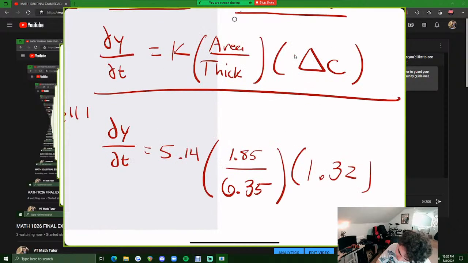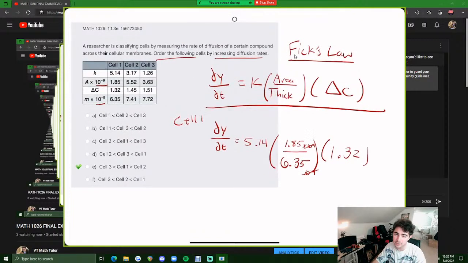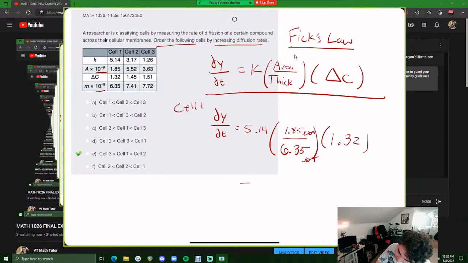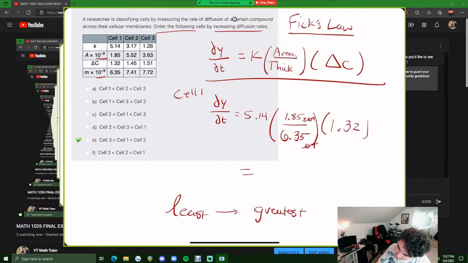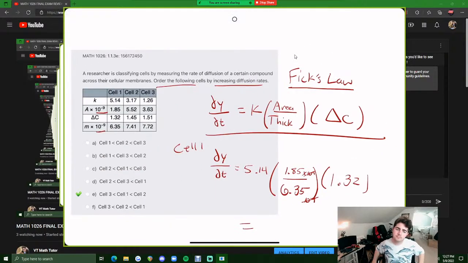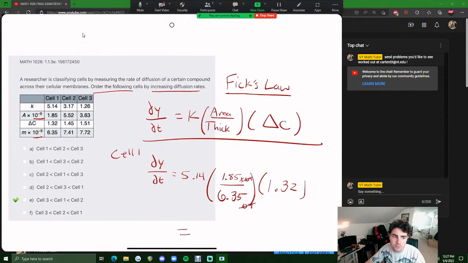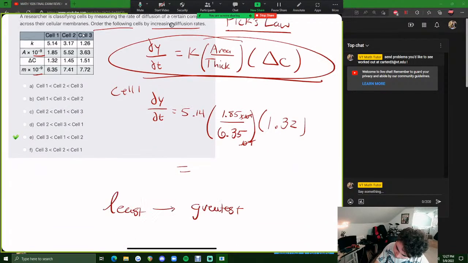You might be asking about this negative 9 business. Technically, what we should plug in here is times 10 to the negative 9 for both of them. But both of them just basically cancel out, so there's no need to plug those in. So we basically just calculate this value, and then we would do the same with all the other cells, and then order them from least to greatest. So hopefully pretty self-explanatory, but Fick's law pops up a couple times throughout the semester, so I just wanted to include something along these lines for that.